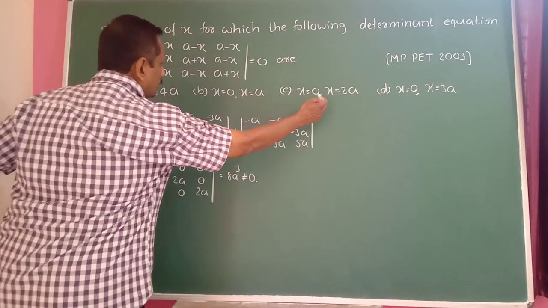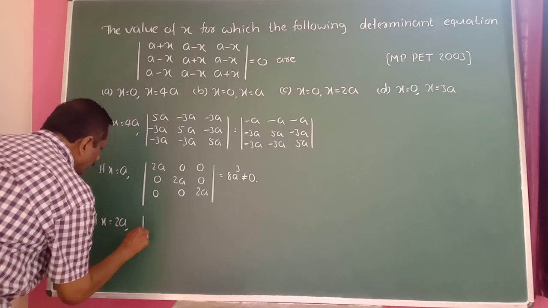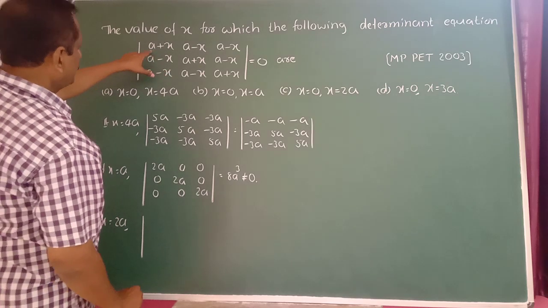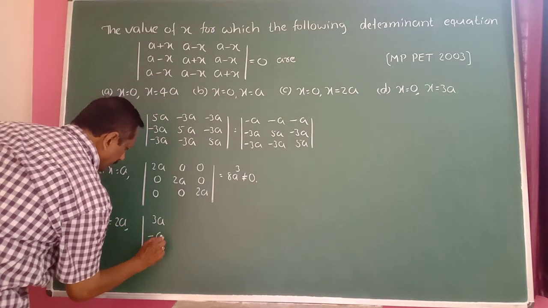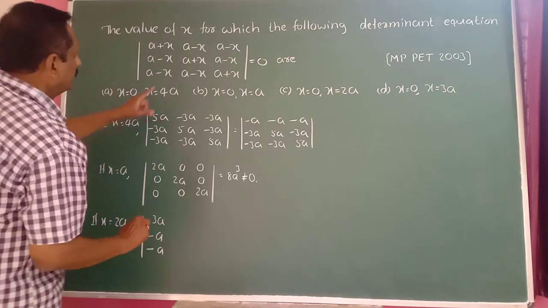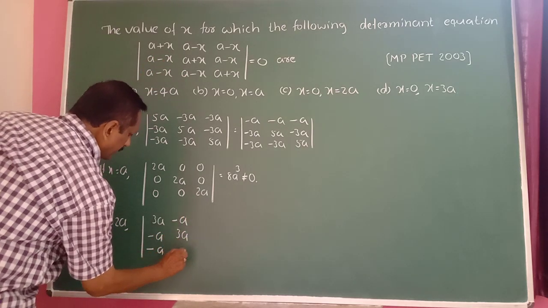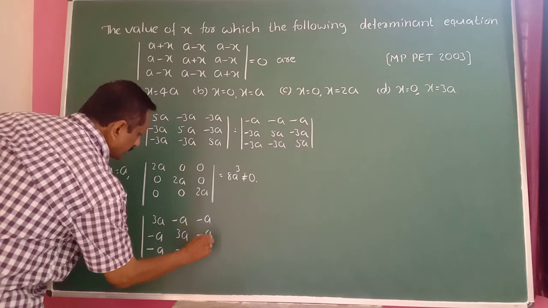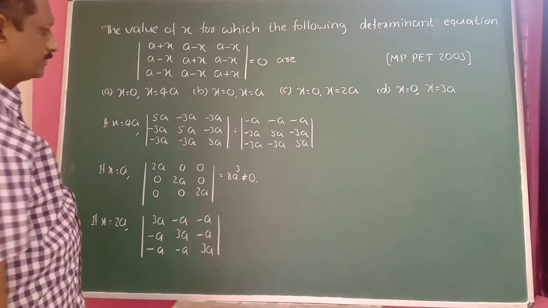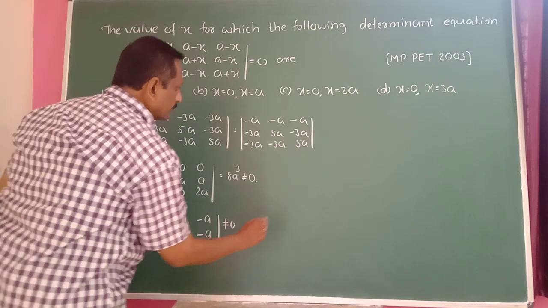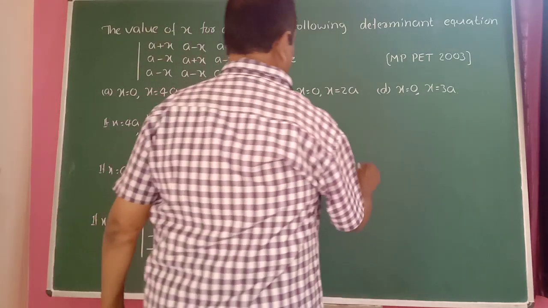Similarly, if you take x equal to 2a, substitute here: 2a plus a becomes 3a, and a minus 2a is minus a. Then here minus a, then 3a, minus a, minus a, minus a and 3a. Again, this is not 0. It is not equal to 0.